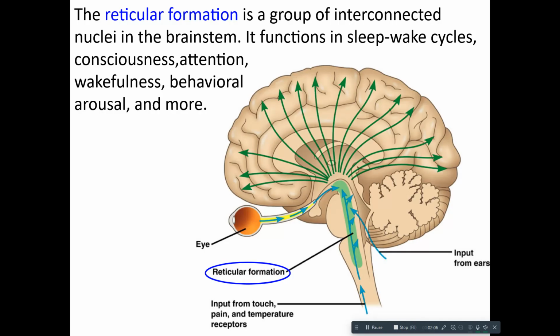Next up, we got something called the reticular formation, which is a group of interconnected nuclei in the brainstem. It's going to function in sleep-wake cycles, consciousness, attention, wakefulness, behavioral arousal, more like posture, emotions, all sorts of things. So it's basically a way for different brainstem structures to talk to one another and then to talk to the cerebrum, as well as get input from the body.